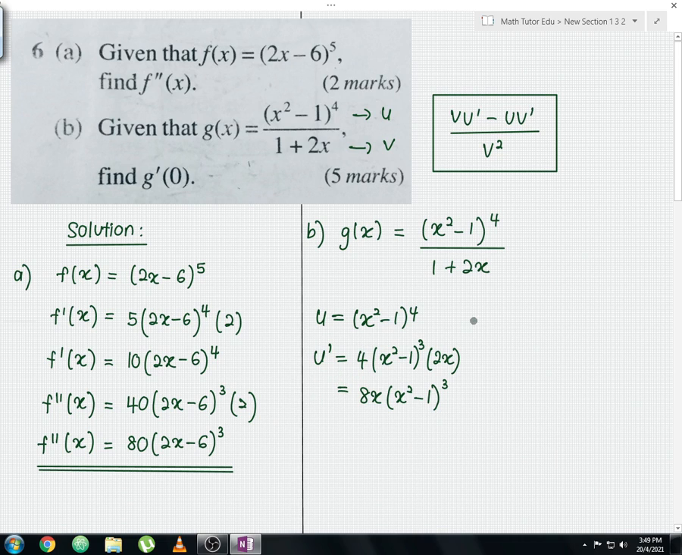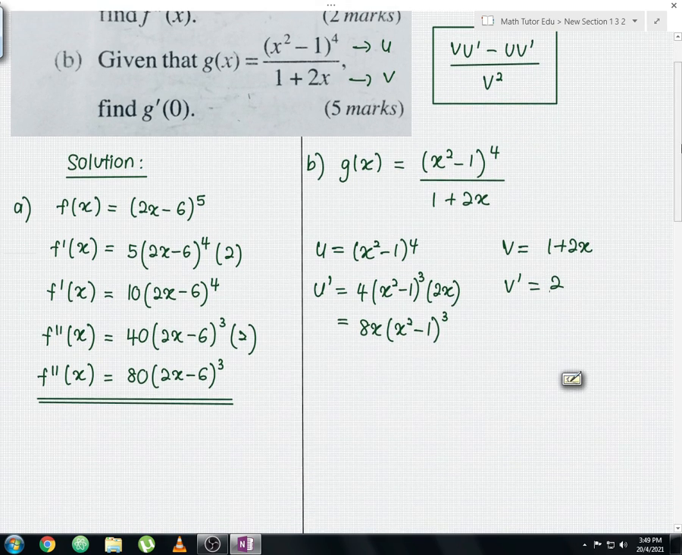Let us proceed for the v now. v is equals to 1 plus 2x. As for the v prime, you differentiate this, you should get 2. So we have already got the relevant information. Now we can find the differentiation using the quotient rule.